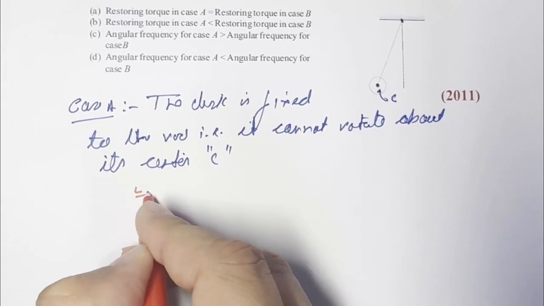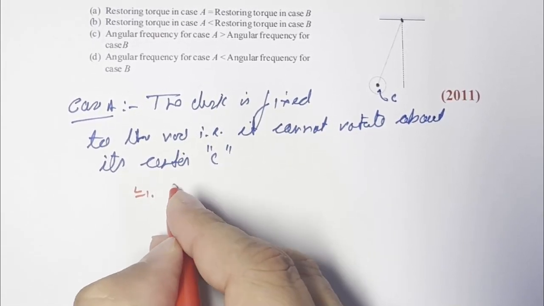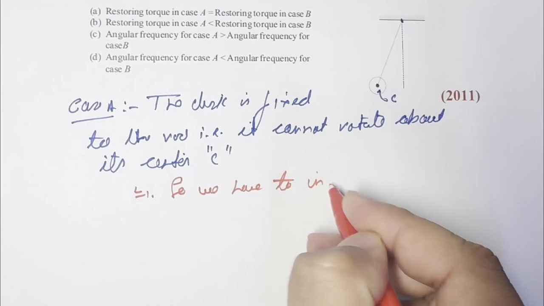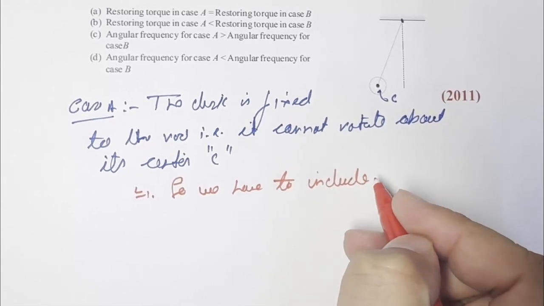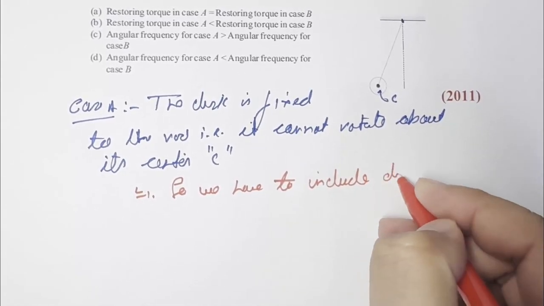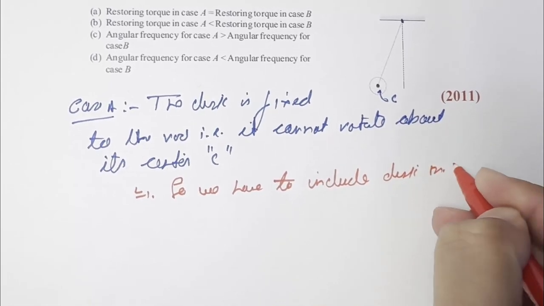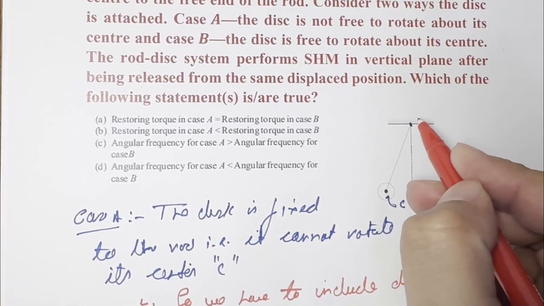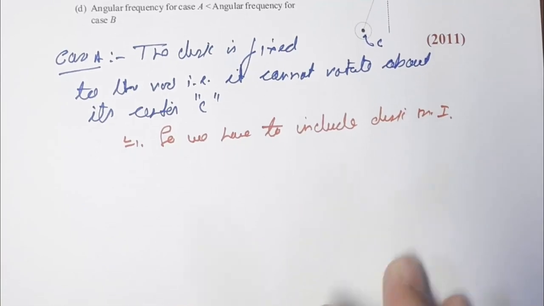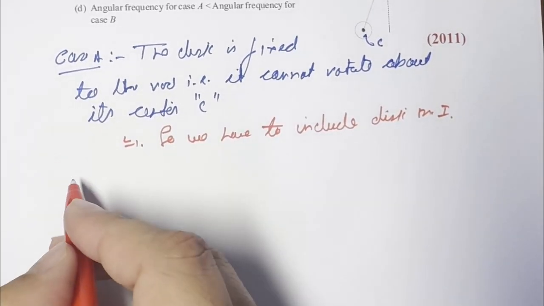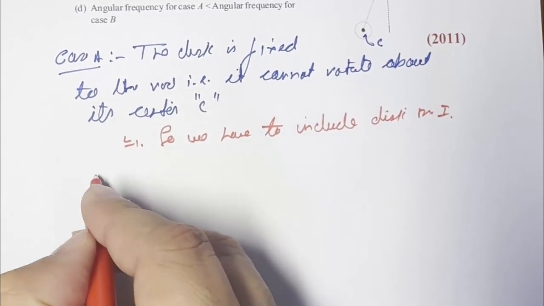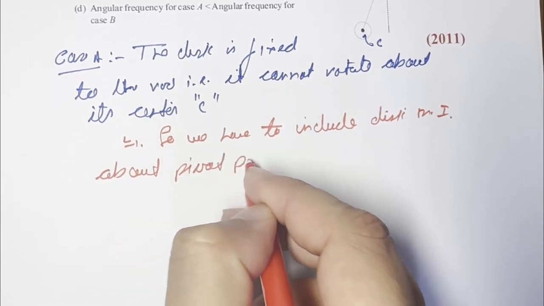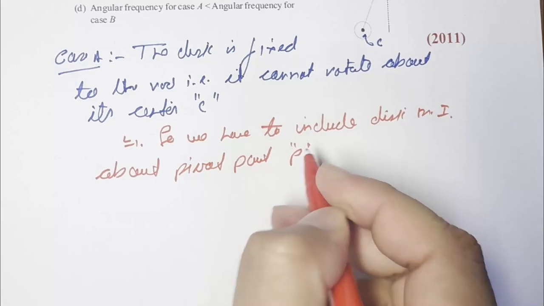So we can say from here, we have to include the disc moment of inertia about the pivot point, and let us call this pivot point P. Of disc moment of inertia about pivot point P.